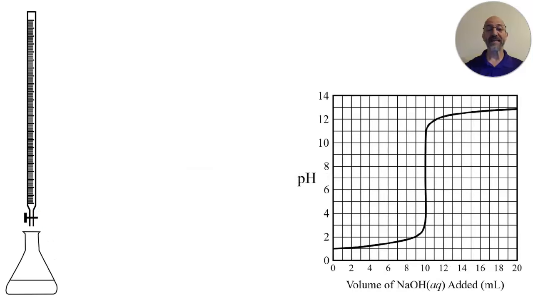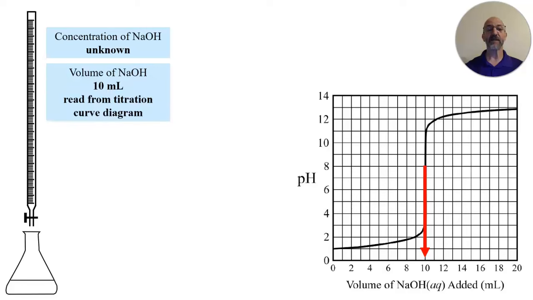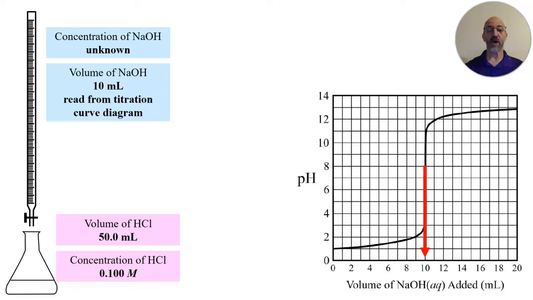So what's in the burette is sodium hydroxide, but we don't know the concentration of the sodium hydroxide. How much volume was added comes from reading that rapid rise in pH. So along the x-axis, the location of the equivalence point looks like that would be at 10 milliliters of sodium hydroxide added, and we can read that from the titration curve diagram. Now with the flask, that is 50 milliliters of hydrochloric acid, and we do know that the concentration of hydrochloric acid is 0.100 moles per liter.